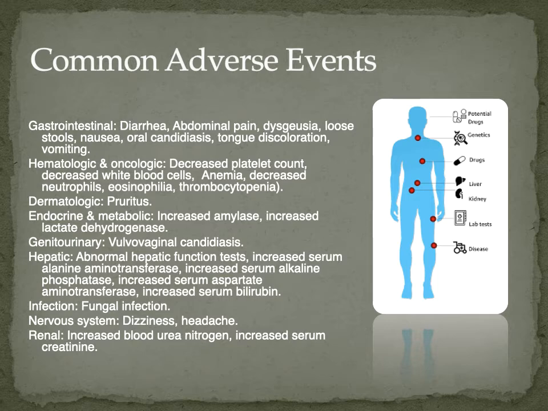Dermatologic: pruritus. Endocrine and metabolic: increased amylase, increased lactate dehydrogenase. Genitourinary: vulvovaginal candidiasis. Hepatic: abnormal hepatic function tests, increased serum alanine aminotransferase, increased serum alkaline phosphatase, increased serum aspartate aminotransferase, increased serum bilirubin. Infection: fungal infection. Nervous system: dizziness and headache. Renal: increased blood urea nitrogen, increased serum creatinine.